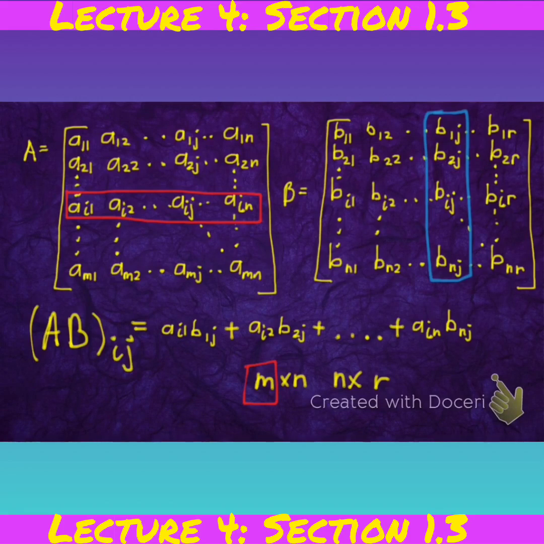And if we look at j, how many possibilities are there? I'm going to have to run through all the columns of B. Let's count the number of columns of B. I'm going to run from the first column to the second column, right through to the jth column, right through to the very last column, which is the rth column. So there are going to be r columns of the product between A and B.